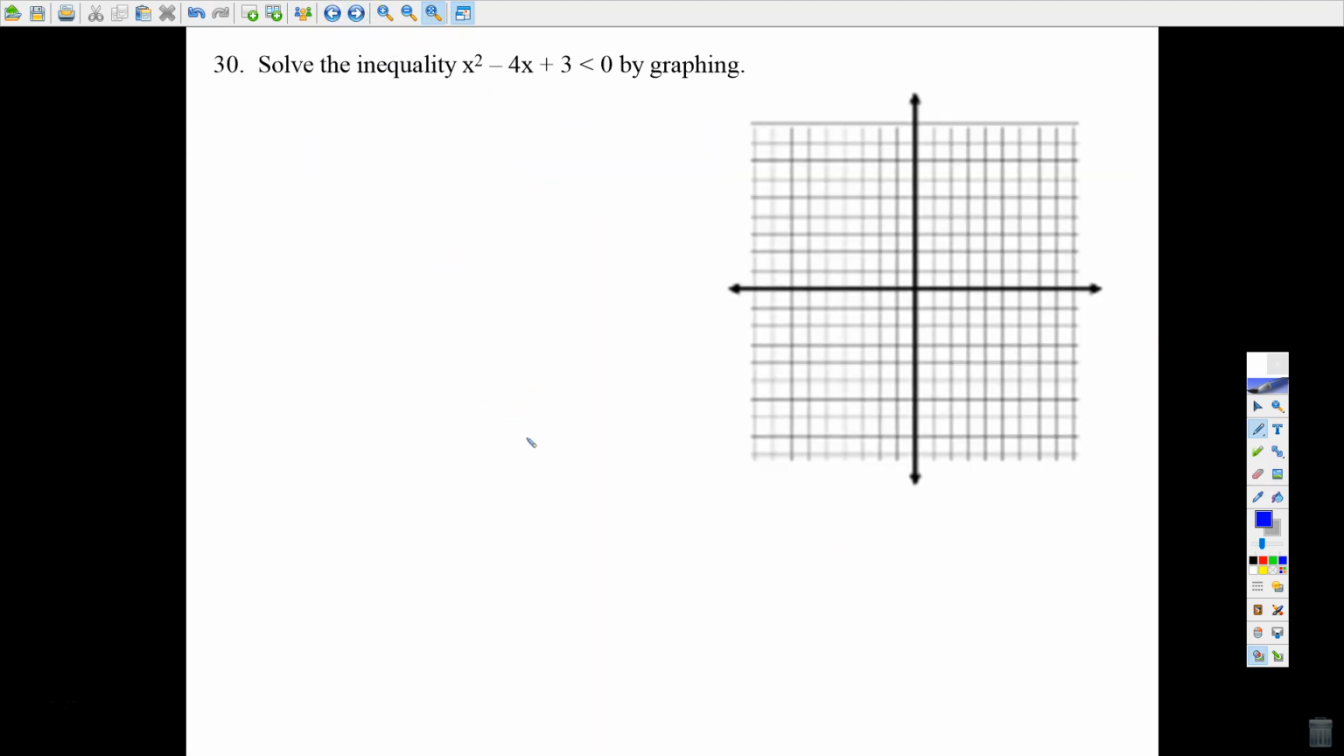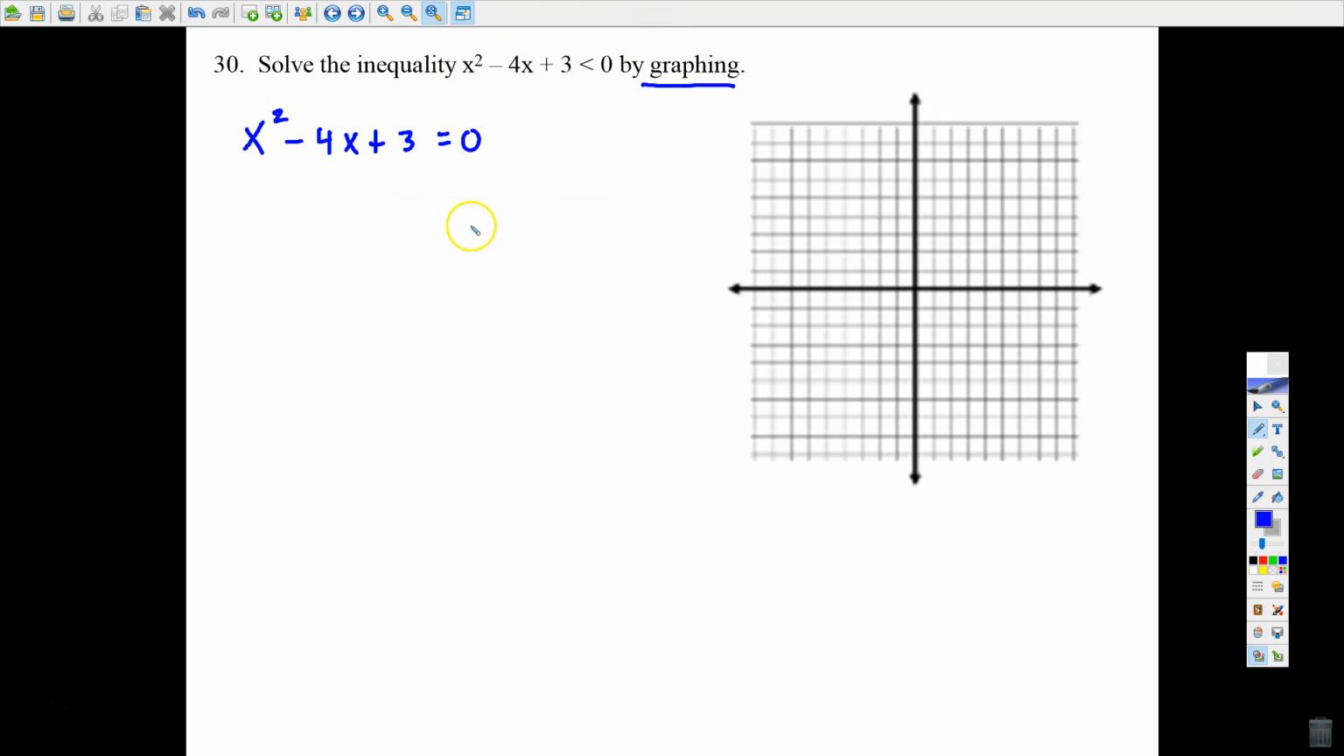And we have a few problems left. Back in chapter 3, lesson 3.7, we learned how to solve quadratic inequalities by graphing. Well, let's take this and put it in equation form, because the first thing we have to do is get the graph of this parabola.